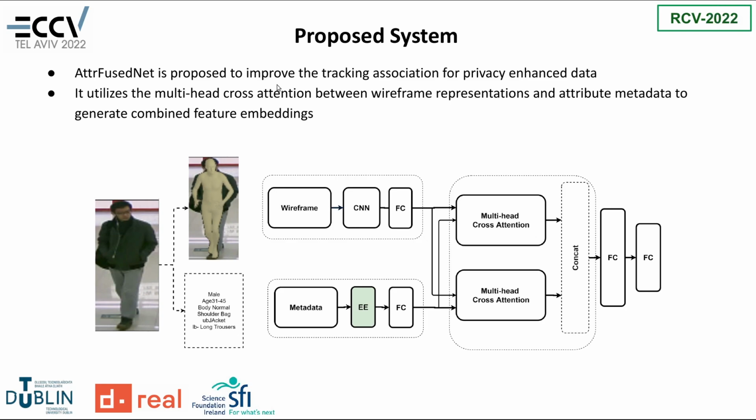AttrFusedNet is proposed to improve the tracking association by generating combined embeddings of pedestrians and attributes. It utilizes a multi-head cross-attention between the wireframe representation and attribute metadata representation. For a given image, we calculate the wireframe along with the attributes. We use multi-head cross-attention to combine both the features of wireframe and metadata.